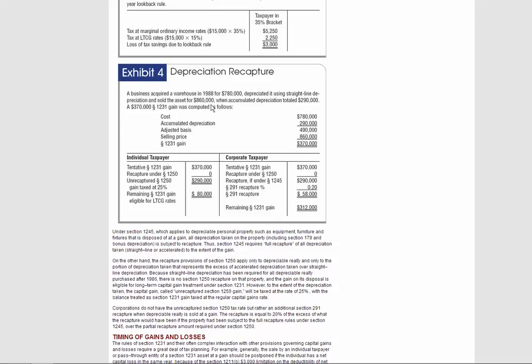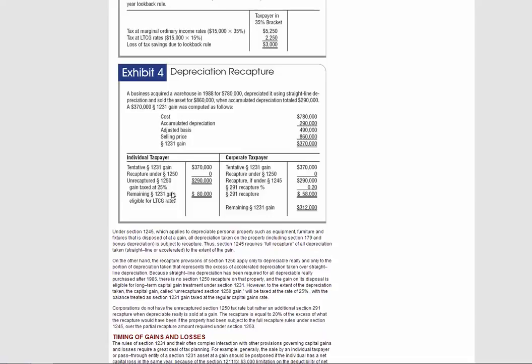Sold the asset for $860,000. Cumulative depreciation totaled $290,000. The $370,000 1231 gain was computed as follows. So 780 minus 290, so his basis was 490. I already deducted the 290. We're at the 490. Selling price was 860. So 1231 gain is $370,000. Individual, what you figured is you got 370. We don't have any 1245 recapture. Okay, but the unrecaptured 1250 gain.